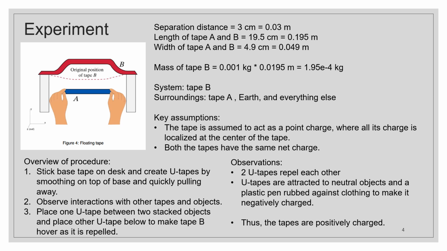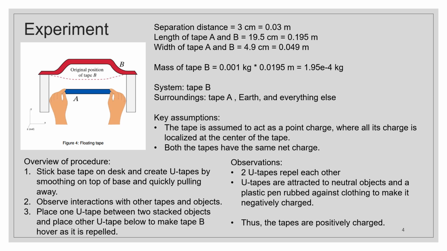The overview of the procedure is to stick a base tape on a desk and create U-tapes by smoothing on top of the base tape and quickly pulling away. Second is to observe the interactions with other tapes and objects, and the last is to place one U-tape between two stacked objects and place another U-tape below to make tape B hover as it is repelled.